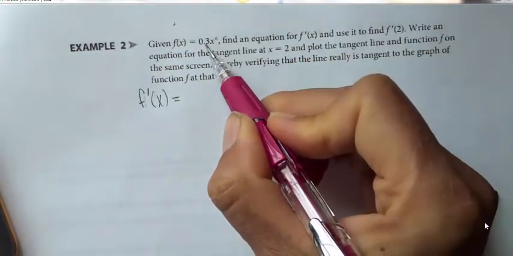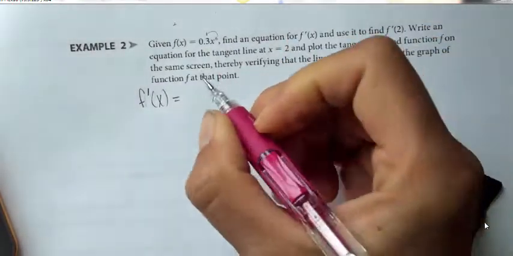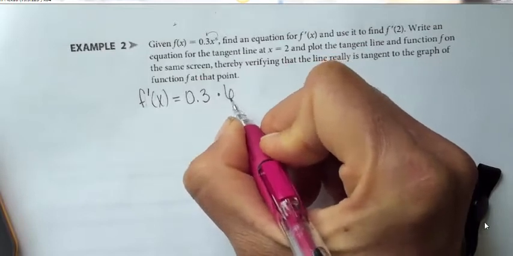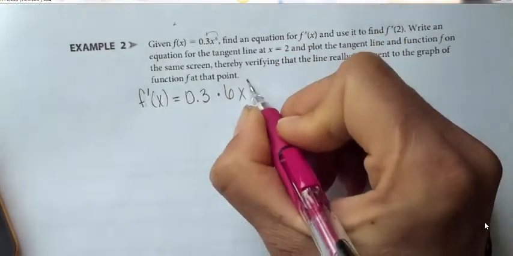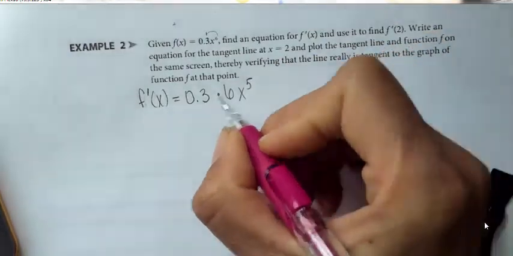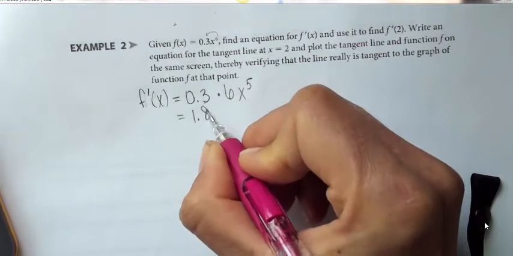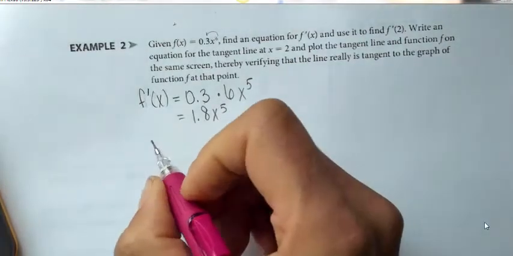Well, it's 0.3x to the 6, so I'm going to bring that 6 down and multiply it. I'll go ahead and write it out. 0.3 times 6, and then it's x, and I subtract 1 from that power to the 5th, which really is 0.3 and 6 is 1.8x to the 5th power. So now let's do that for f prime of 2.